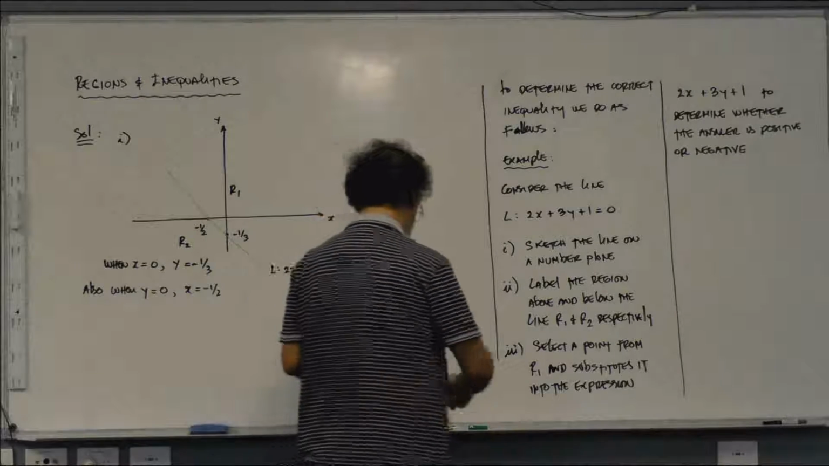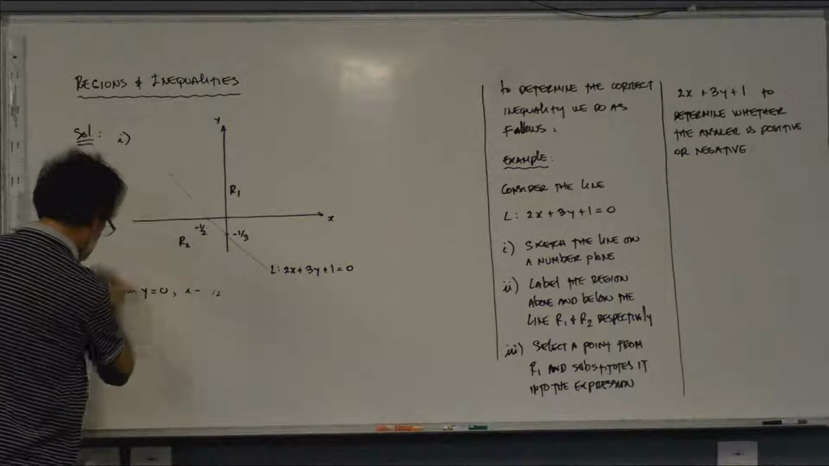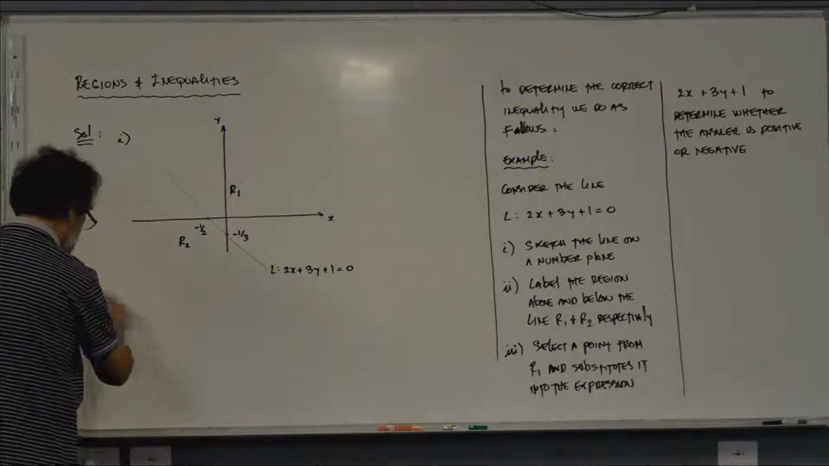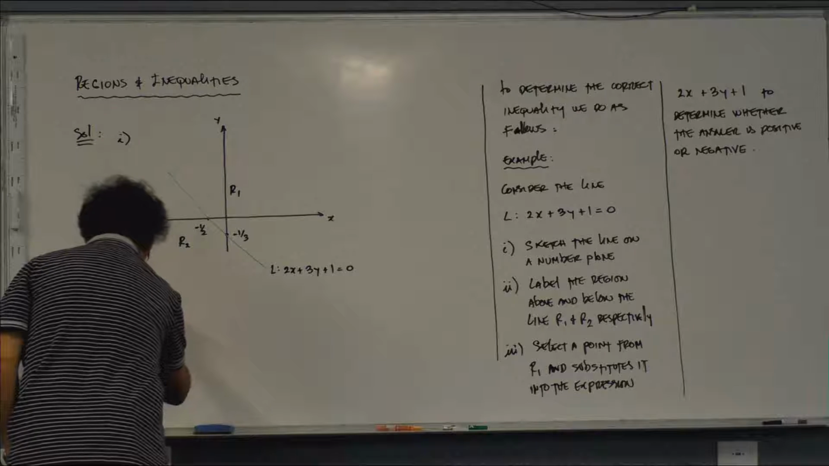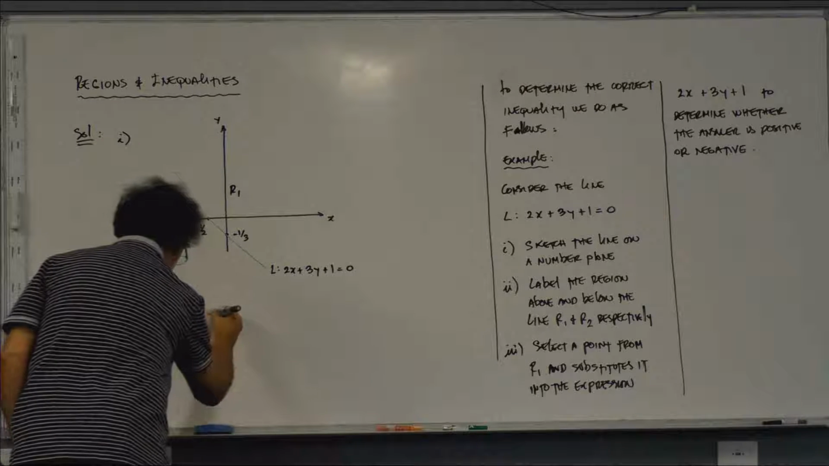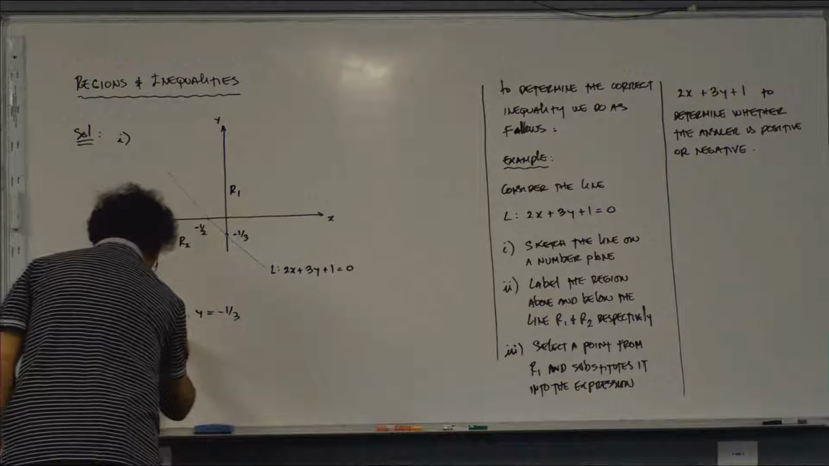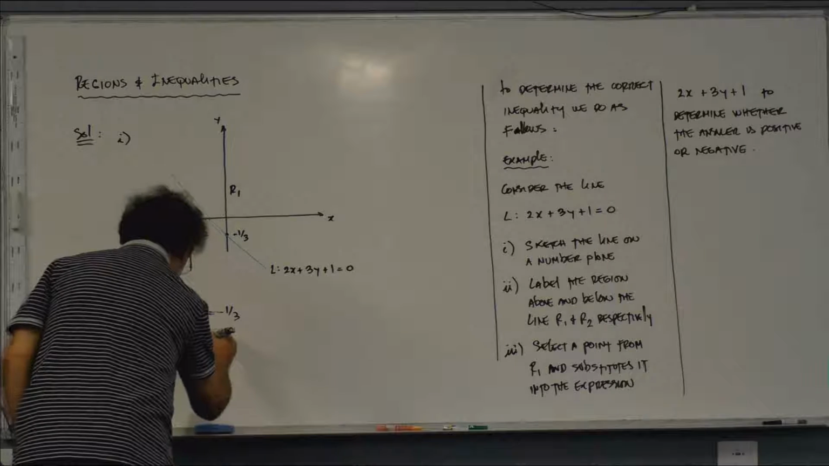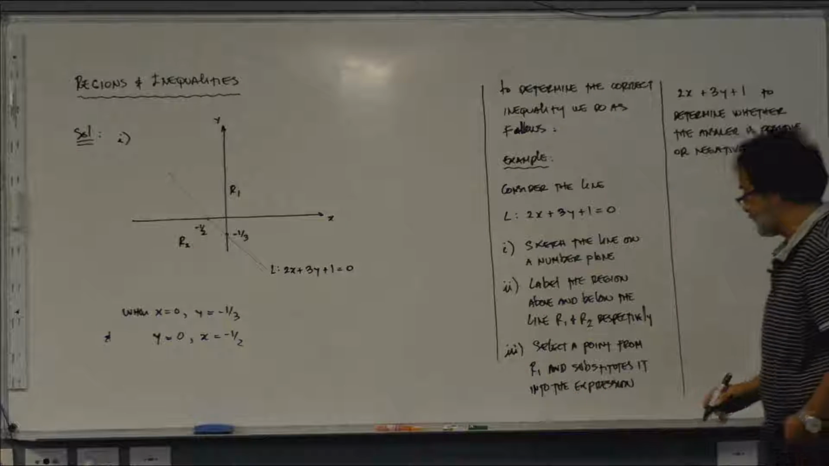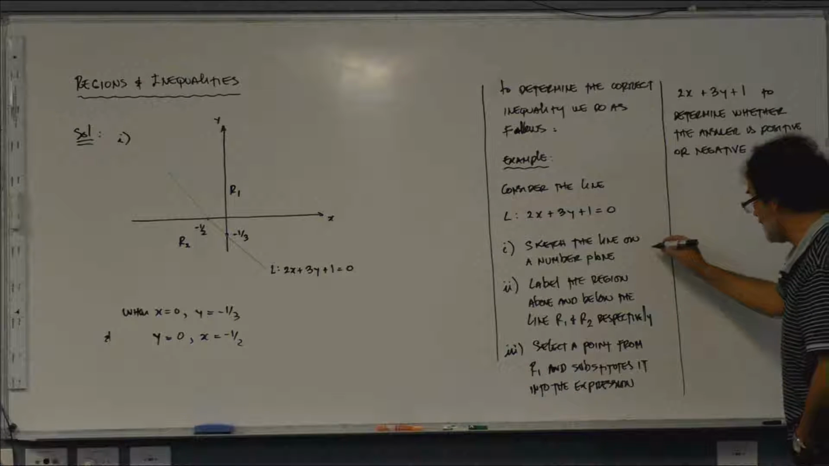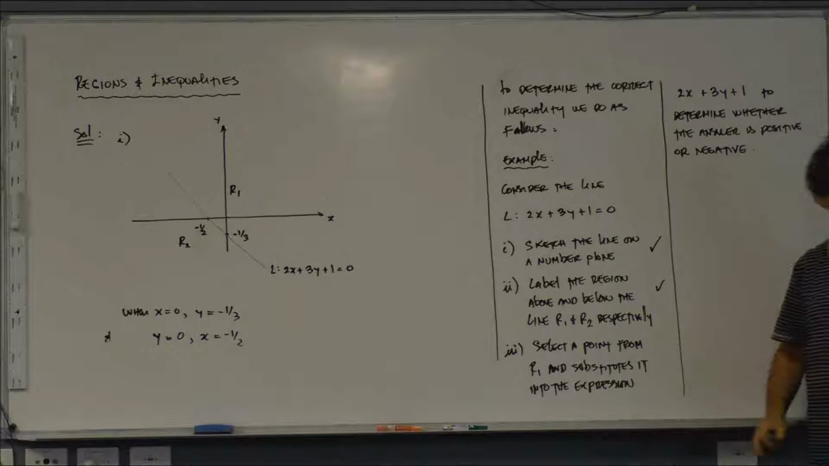So what I'm going to do is write this down here so the picture doesn't look too heavy. So I say when x equals 0, y is equal to negative 1/3, and y equals 0 means x equals negative half. All right, so we have the picture there. So we have done the first part and the second part. Now we're going to do the third part.